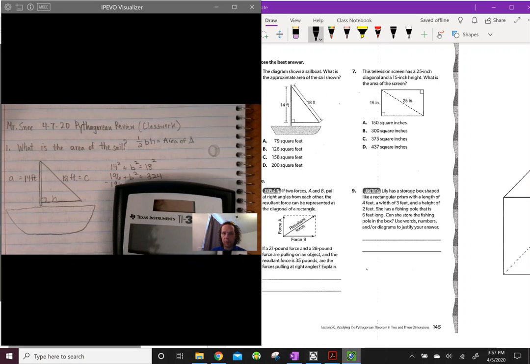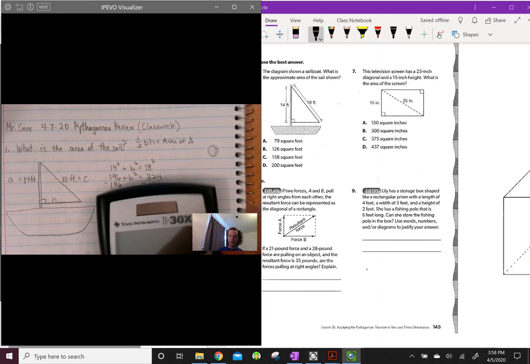The problem on the right, directions say choose the best answer, and the diagram shows a sailboat. What is the approximate area of the sailboat? So we're going to have to probably round our answer and choose the best one. We've got four choices down there.